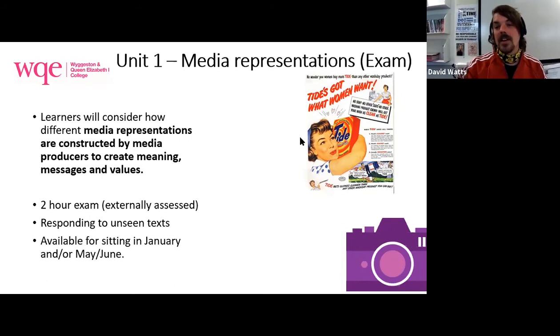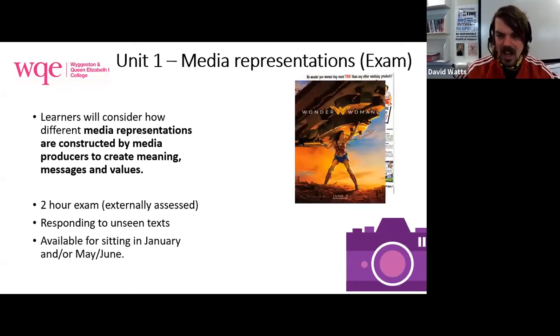And by comparing this Tide advert to one produced today, we can see how far we've come in terms of representations and the messages that get communicated about groups in society. A good example is Gal Gadot in Wonder Woman: from the 1950s Tide advert to 2018, we now have these very empowering representations of women. And to link it into context, that's typically to do with the Me Too movement that happened not long ago, so we start to see history reflected in media, and media responds to what's happening around it.